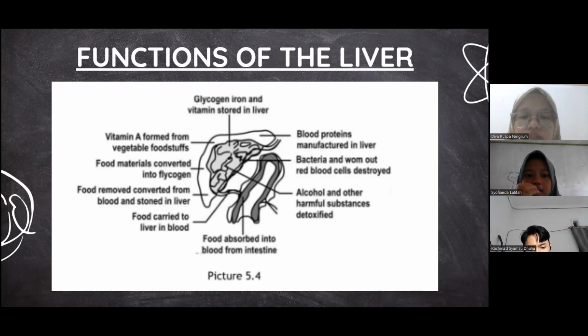Glycogen, iron, and vitamins A, D, and B are stored in the liver. Also, bacteria and worn out red blood cells are destroyed, and alcohol and other harmful substances in the food are detoxified as a result of the processes in the liver. Another important function of the liver is the secretion of digestive juice, also known as food minerals, which are converted from the fatty substances in the food.